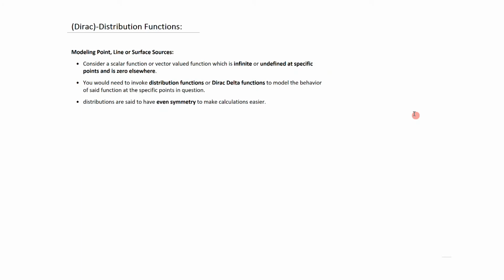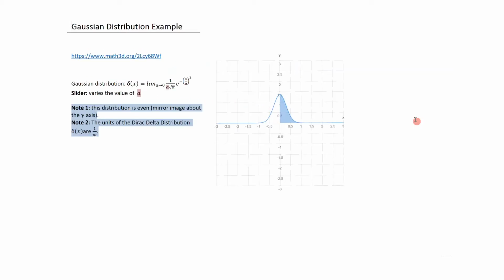All right, so the question of modeling point, line, or surface sources. First of all, consider a scalar function or vector-valued function which is infinite or undefined at specific points and zero elsewhere. Secondly, you would need to invoke distribution functions or Dirac delta functions to model the behavior of said function at the specific points in question. And thirdly, we're going to say that the distributions we're considering are said to have even symmetry so as to make the calculations easier. So here's an example of a Dirac delta distribution.